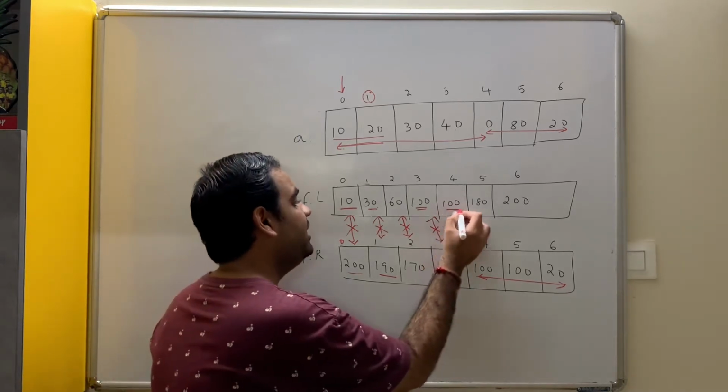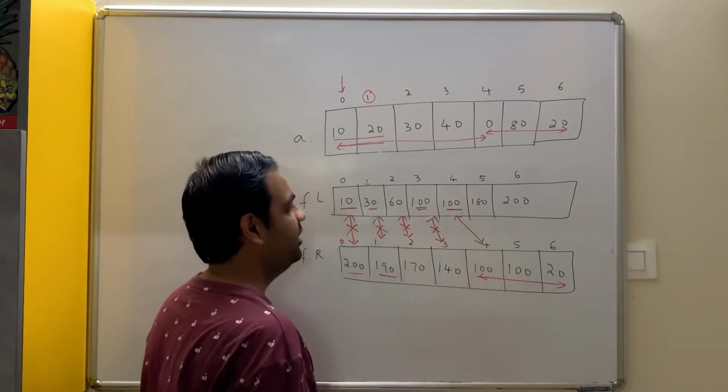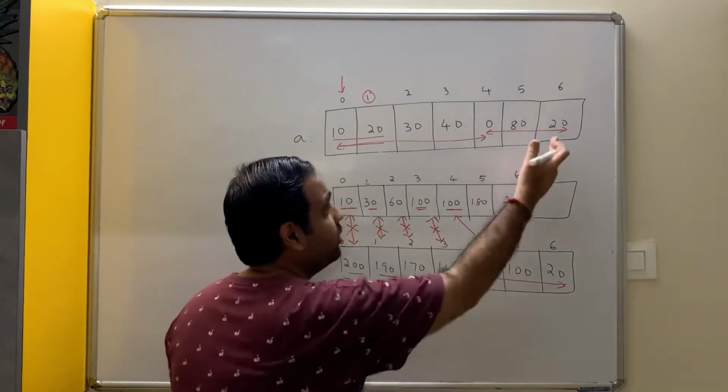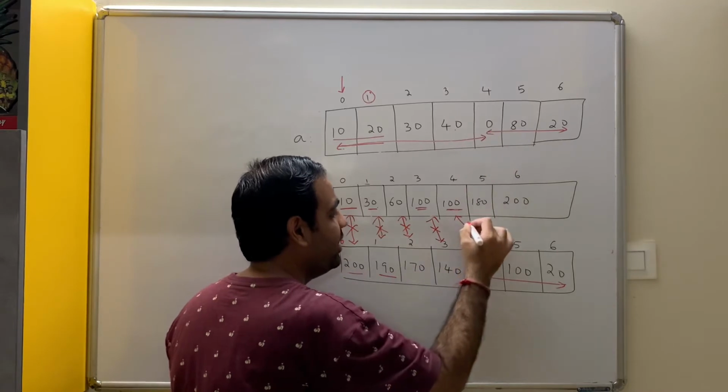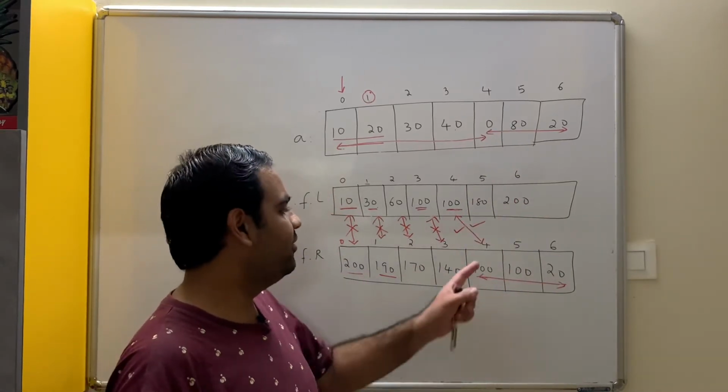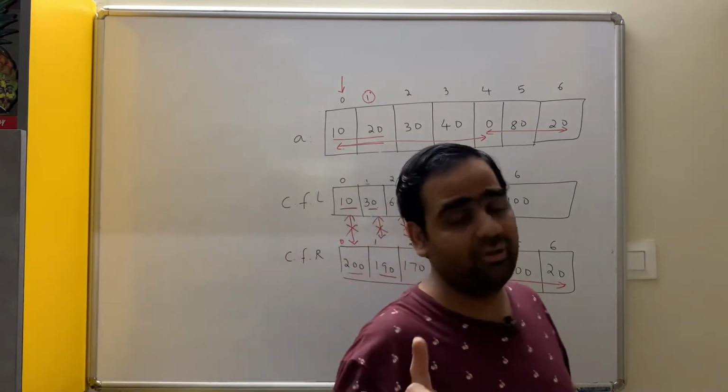Now, the sum till index 4 including index 4 is 100. The sum till index 4 from the RHS including index 4, 80 plus 20 plus 0, is 100. That means the sum of LHS is equal to the sum of RHS. Therefore, 4 is an equilibrium index.